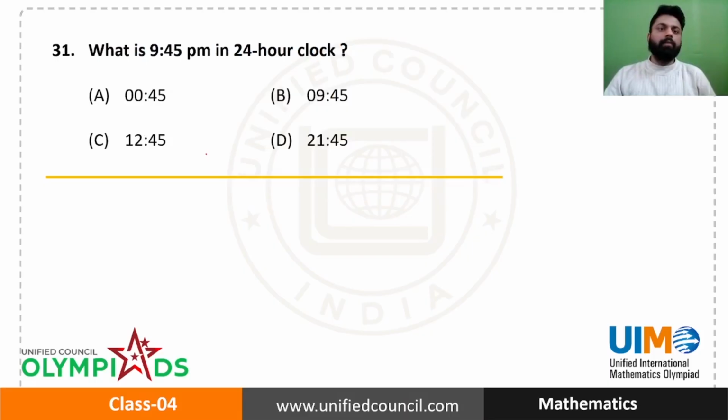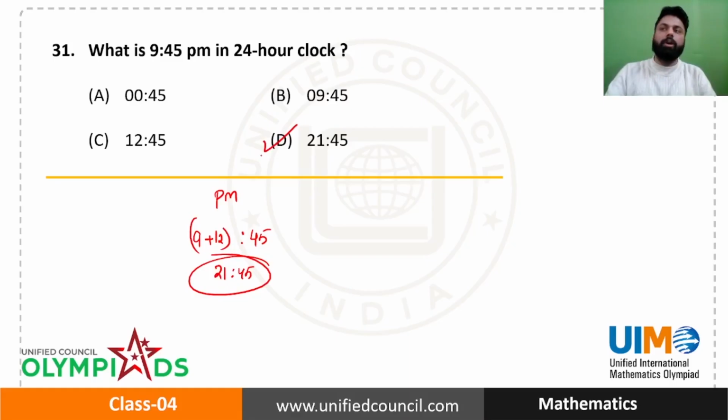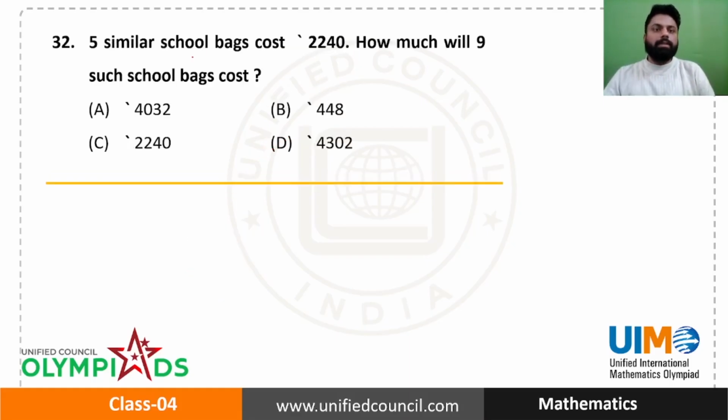What is 9:45 PM in 24-hour clock? So when we have PM and we need to convert it to the 24-hour clock, the minute time is as it is, but in case of hours, we need to add 12. 12 plus 9, that is 21:45. C option.